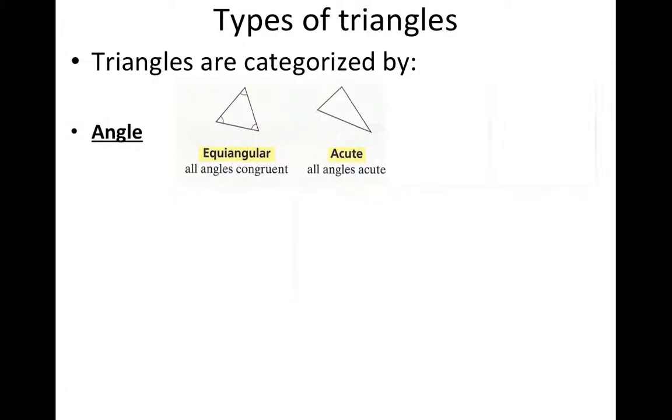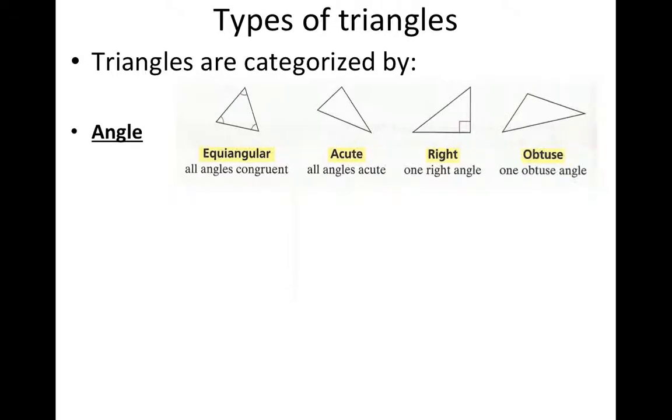Now let's talk about triangles. Triangles are put into different groups or categorized by their angles. If all three angles are congruent, it's called an equiangular triangle. If all the angles are acute, it's called an acute triangle. If one of the angles is a right angle, it's called a right triangle. And if one of the angles is obtuse, it's called an obtuse triangle.